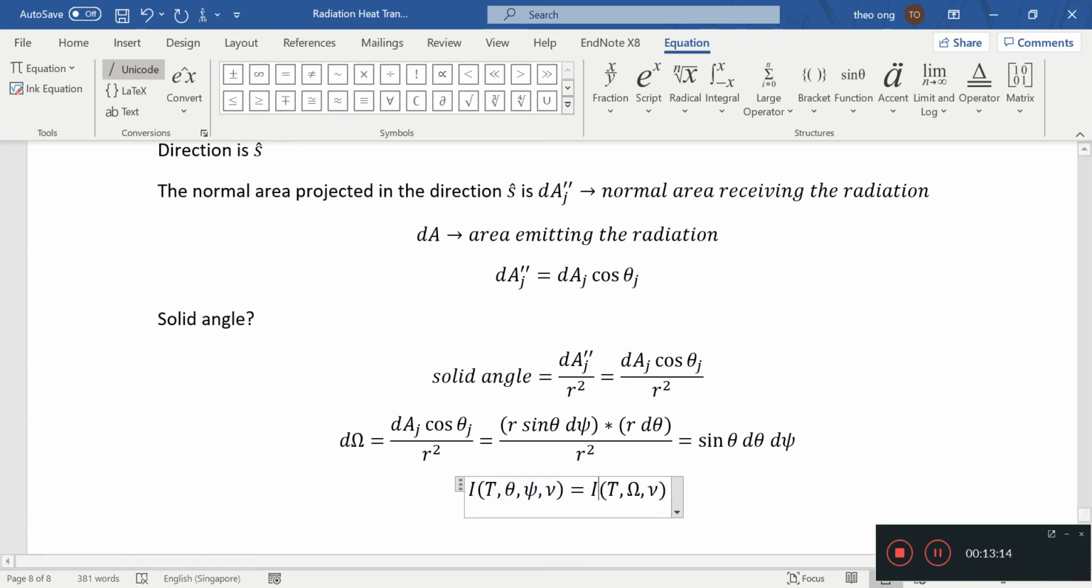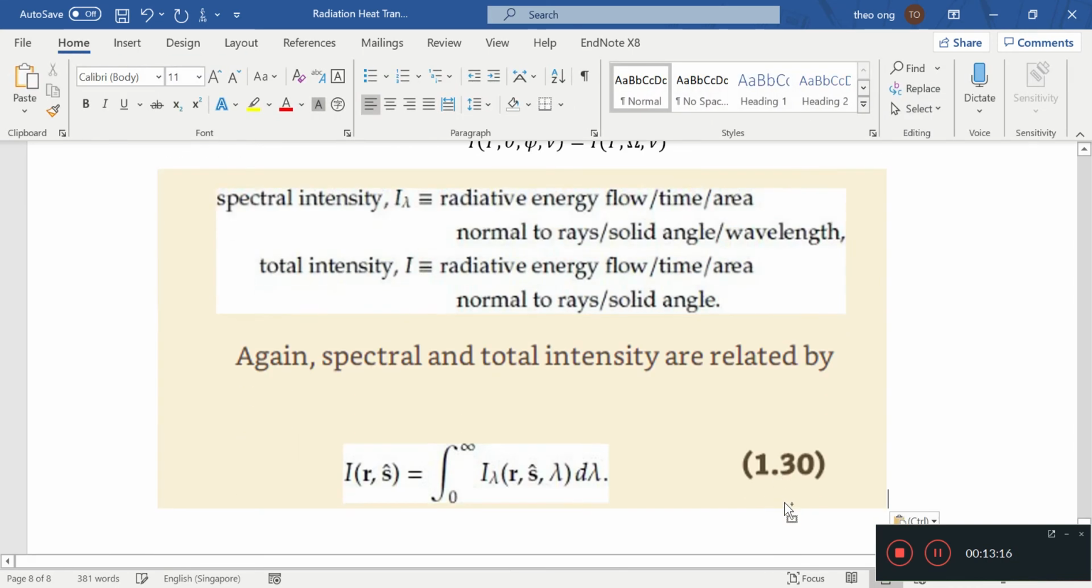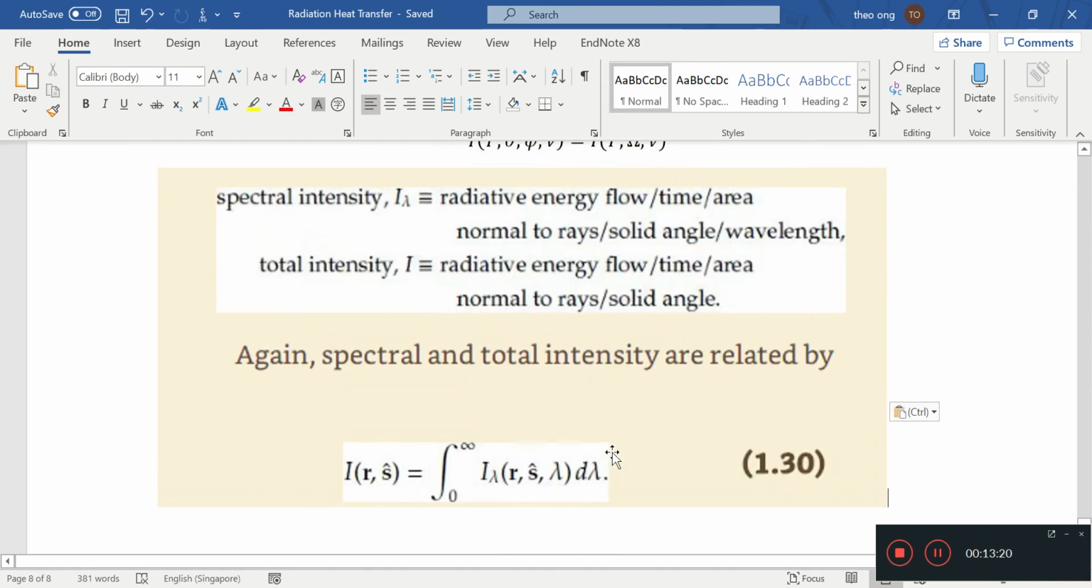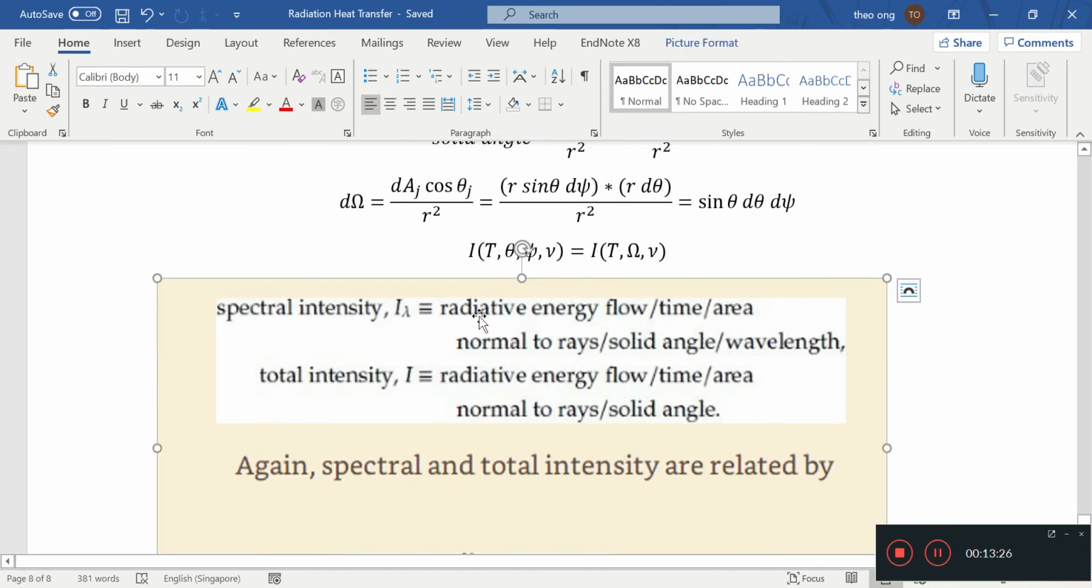So that's just the introduction to intensity. This is how it's normally defined. Spectral intensity is how we quantify that radiation. We split it up according to the factors that are involved.